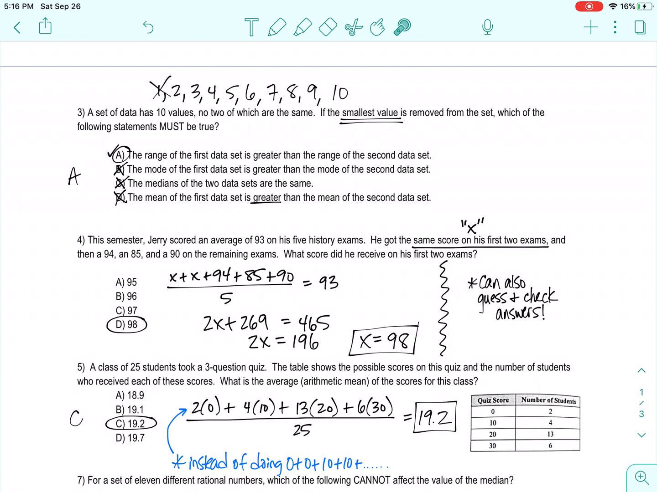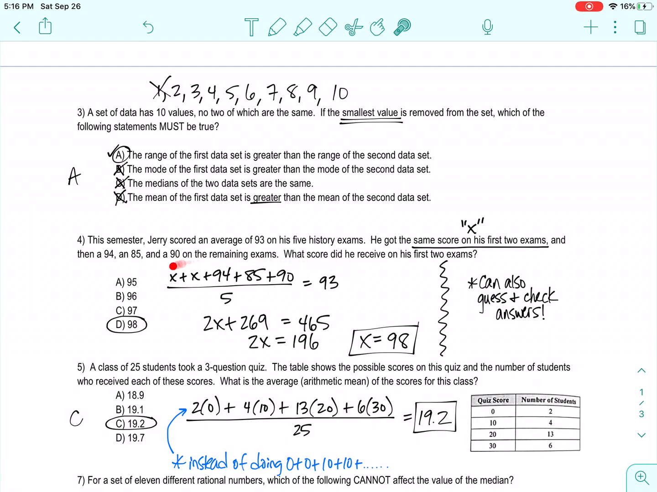Number 4, in this semester, Jerry scored an average of 93 on 5 history exams. So we have 5 tests divided by 5. The average is 93. He got the same score on his first 2 exams. I'm going to call those X because they don't tell us what the score is. So on the first 2 exams, that means you have 2 X's there. And then he got a 94, 85, 90. So those are my other 3 test scores.